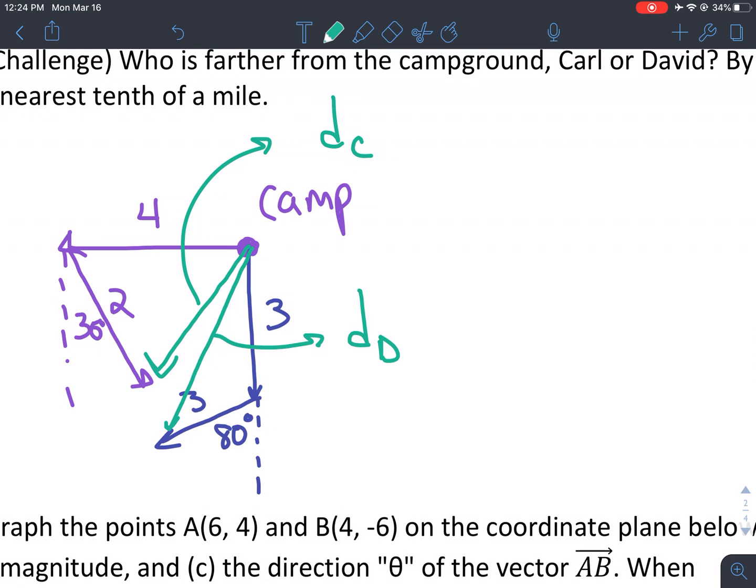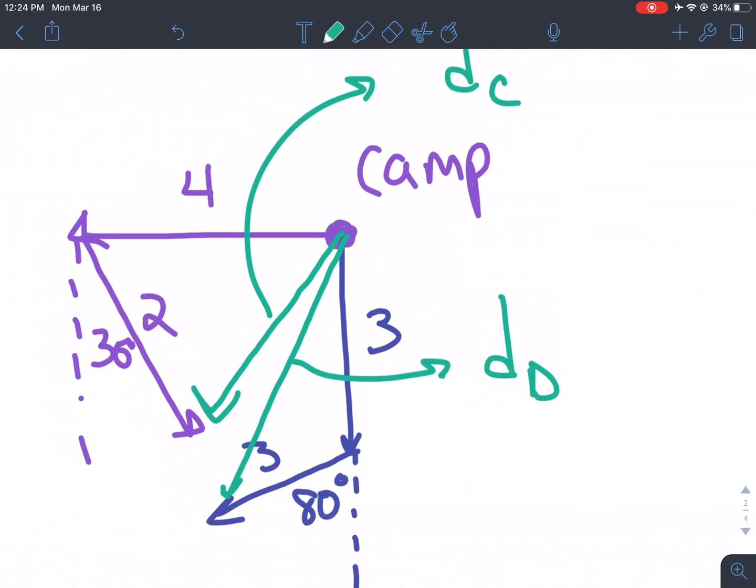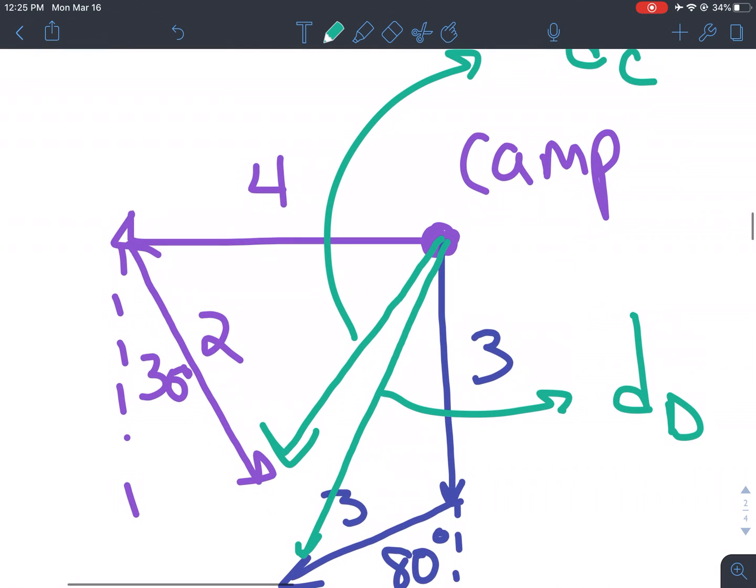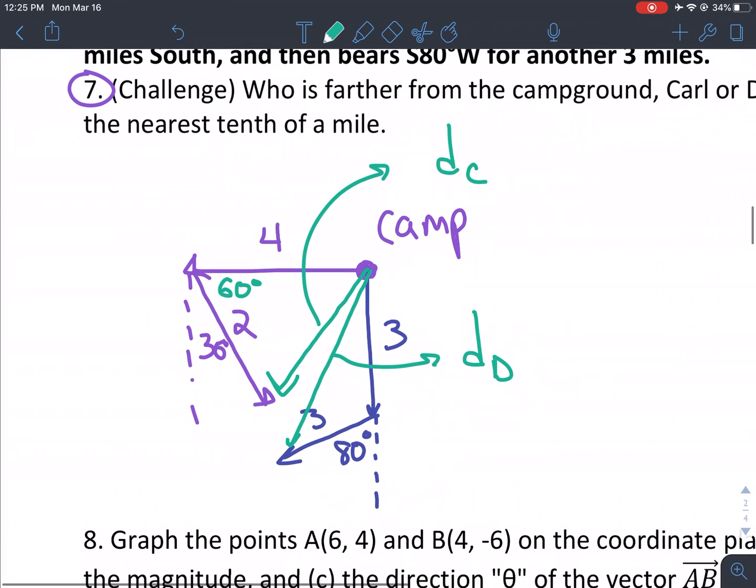All right, so that problem is up to you. Just be careful about what angle you use inside your diagrams. For example, your hint here is that angle right there, where Carl makes a turn, is 60 degrees. Okay, the rest is up to you.